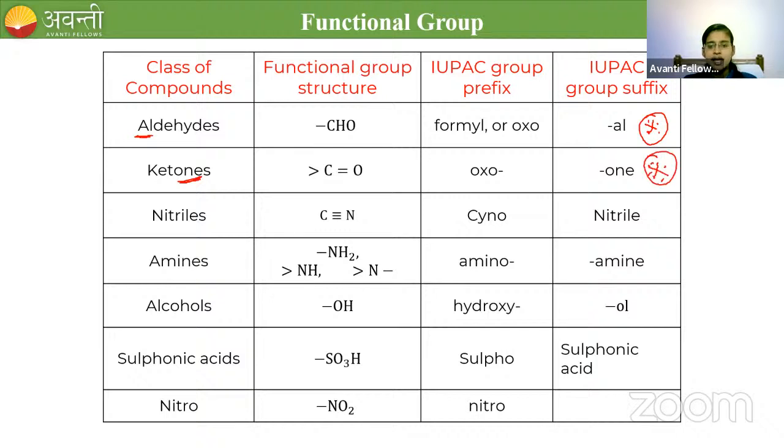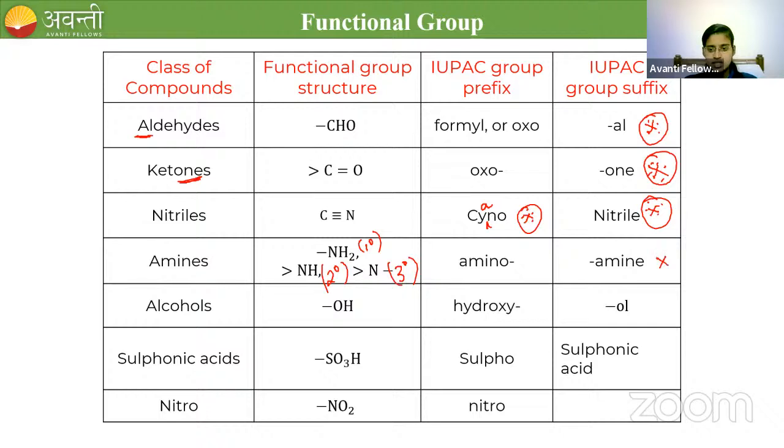Okay. For nitrile, prefix is cyano. This is CYANO. Cyano and suffix is nitrile. Both are important. So you will use suffix. And for amines, this is primary amine, this is secondary amine, and this is tertiary amine. For amines, the prefix is amino, suffix is amine.